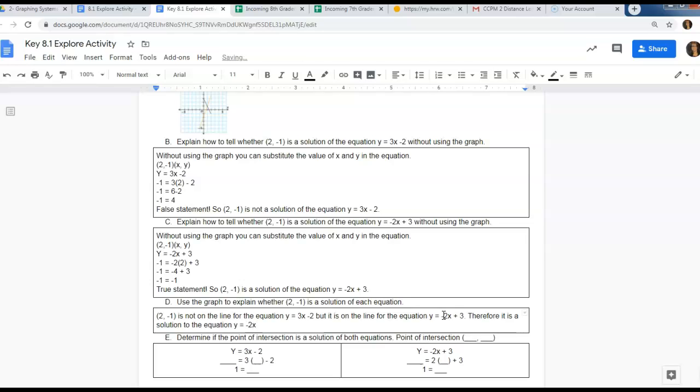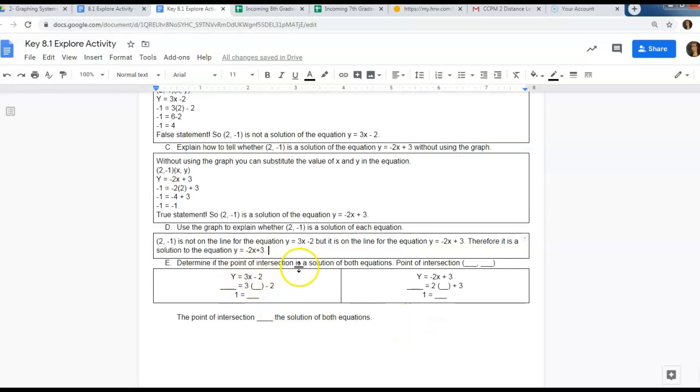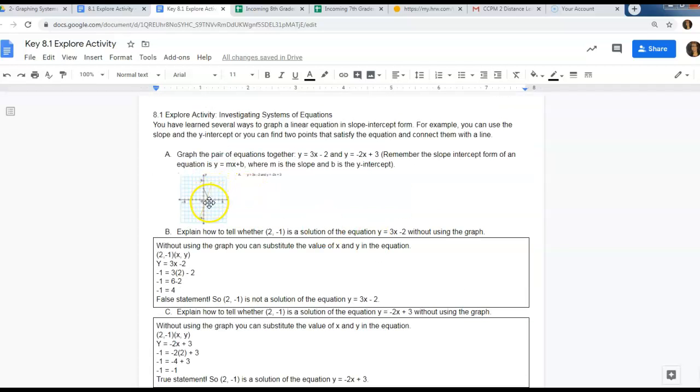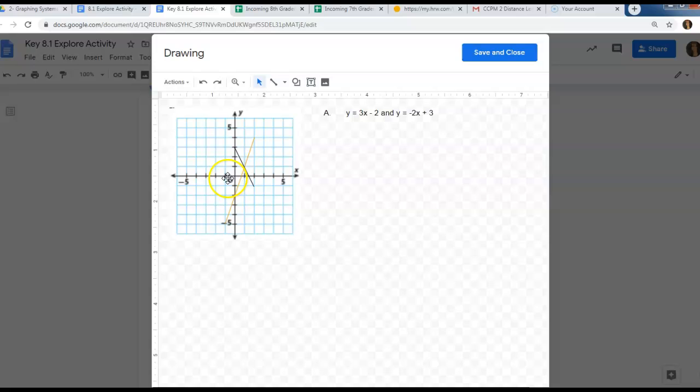Okay, so remember that these equations have infinitely many solutions. All the points on the graph are the solutions. Okay, now determine if the point of intersection is a solution to both equations. So where do they intersect? Okay, so we go back in here and they intersect at (1, 1). So that's the point of intersection.